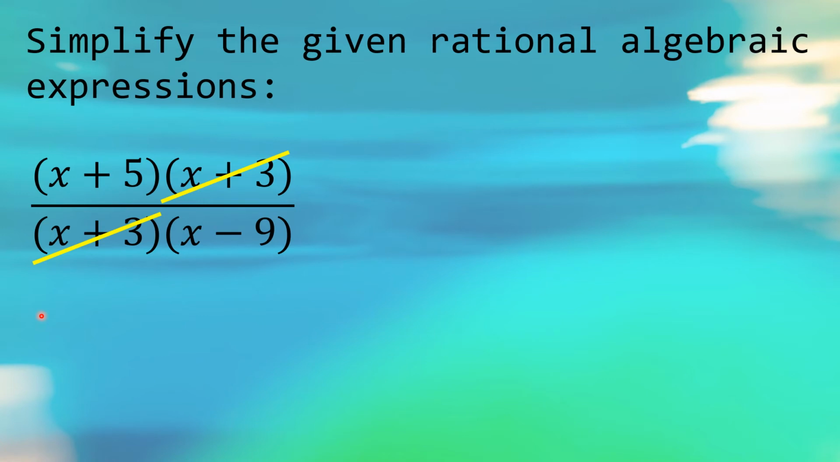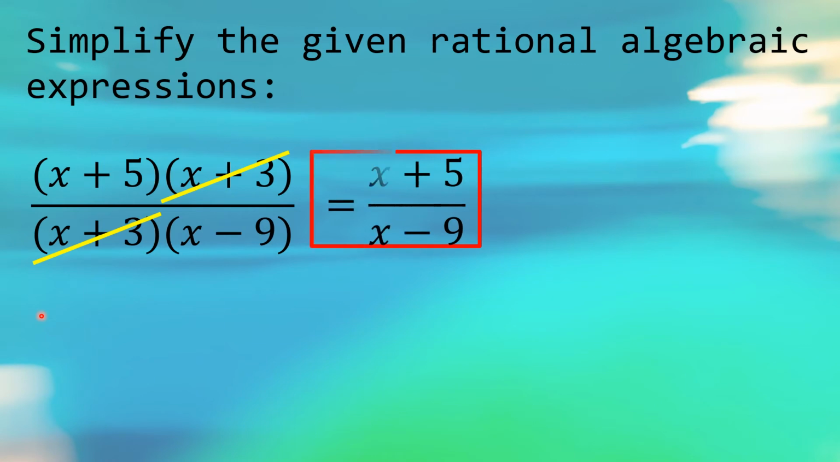And now, we will just write the final answer. The final answer, or the simplified term of this algebraic expression is (x + 5) over (x − 9).